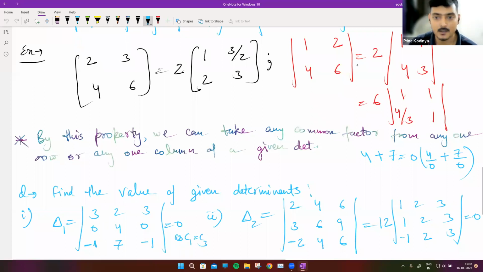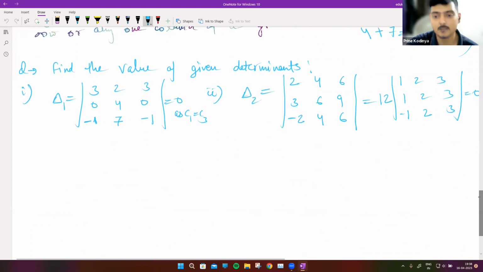Okay. Let's move forward to the 5th property. So you understood the 4th one. Scalar multiplication in determinants works like this: you multiply the scalar with either 1 row or 1 column. Similarly, taking common also works the same way. You can take common from either 1 row or 1 column.